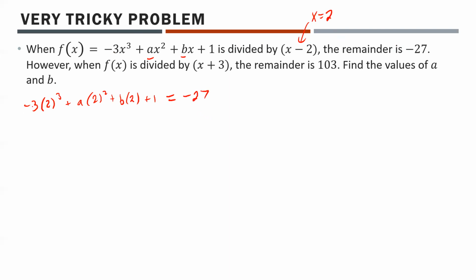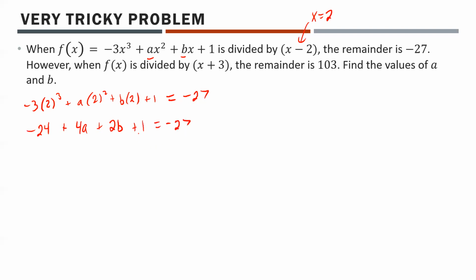Let's clean this up a bit. Negative 3 times 2 to the power of 3. Well, 2 to the power of 3 is 8. 8 times negative 3 is negative 24. Plus a times 2 squared is going to be 4a. Plus b times 2, well, that's 2b. And then plus 1 equals negative 27.